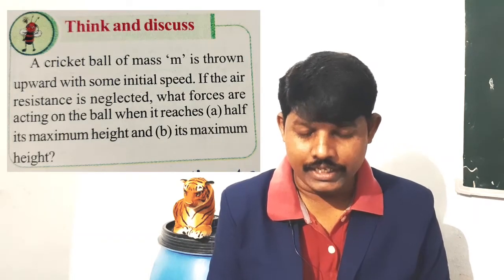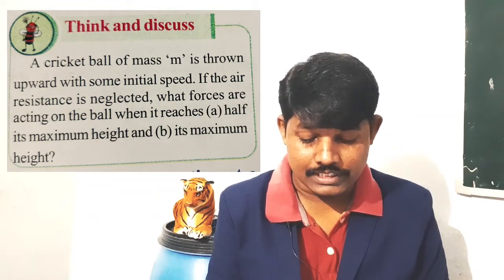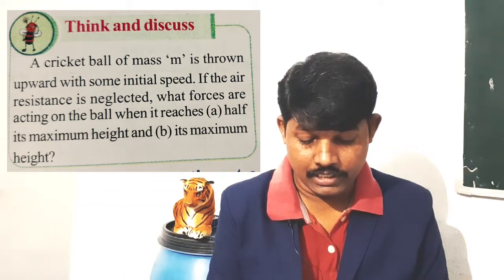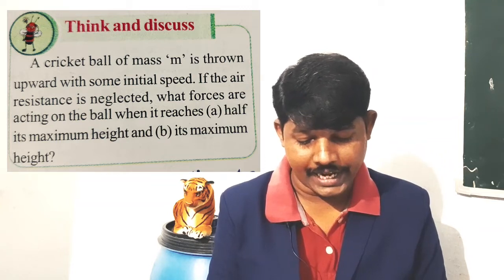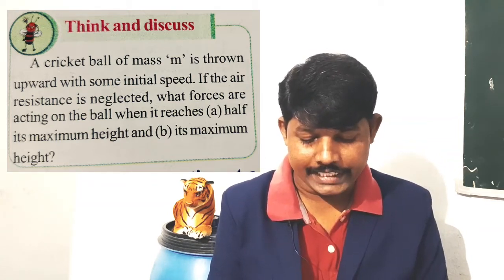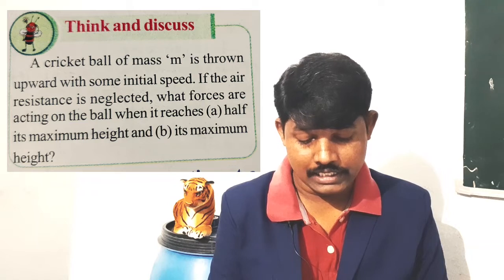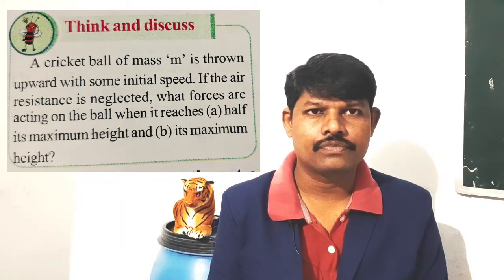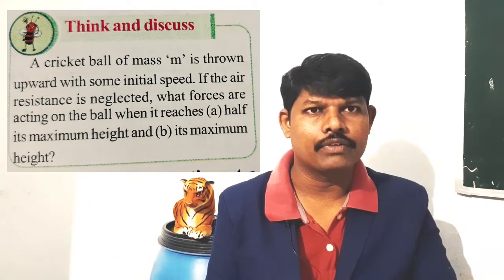Now think and discuss. We have one question here, so let us think and discuss the answer. See the textbook. A cricket ball of mass m is thrown upwards with some initial speed. If the air resistance is neglected, what forces are acting on the ball when it reaches A, half of its maximum height, and B, its maximum height. The question is, we throw a ball into the air with an initial speed.